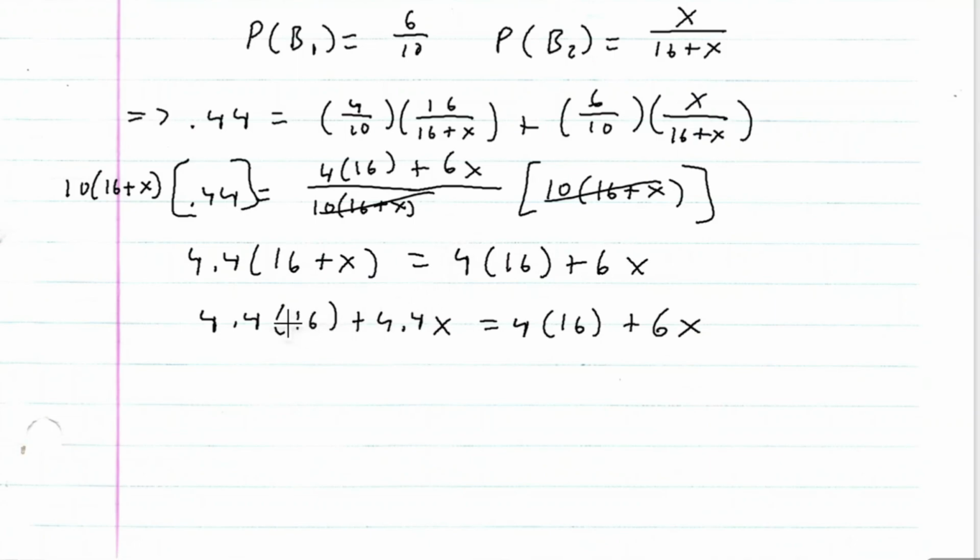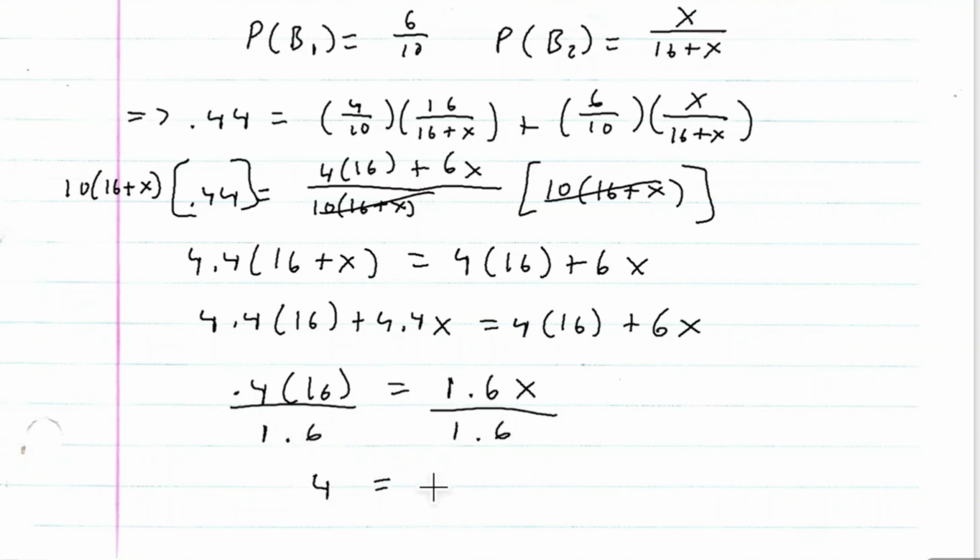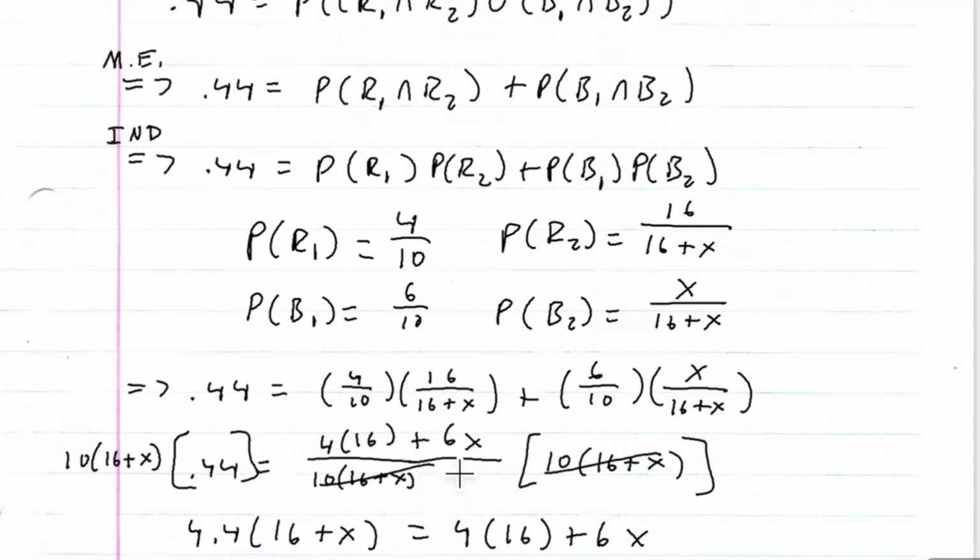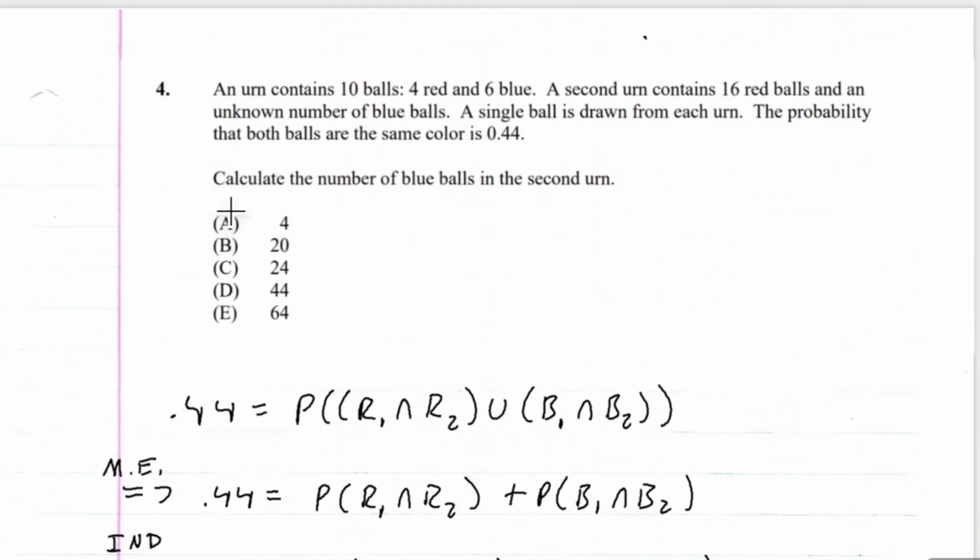I can subtract 4.4x from both sides and 4 times 16 from both sides to get 0.4 times 16 is equal to 1.6x. Divide both sides by 1.6 to get 4 is equal to x. Okay, so I know the number of blue balls in the second urn would have to be 4.